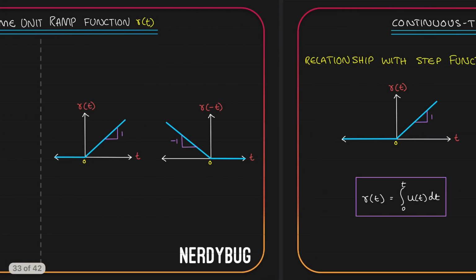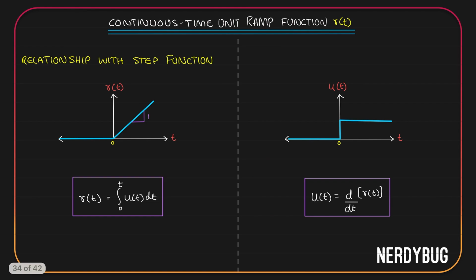Now let's understand the relationship between the continuous time unit ramp function and the continuous time unit step function. r(t) can be written as the integral from 0 to t of u(t) dt, and u(t) can be written as d/dt of r(t). It's obvious from the graphs itself.